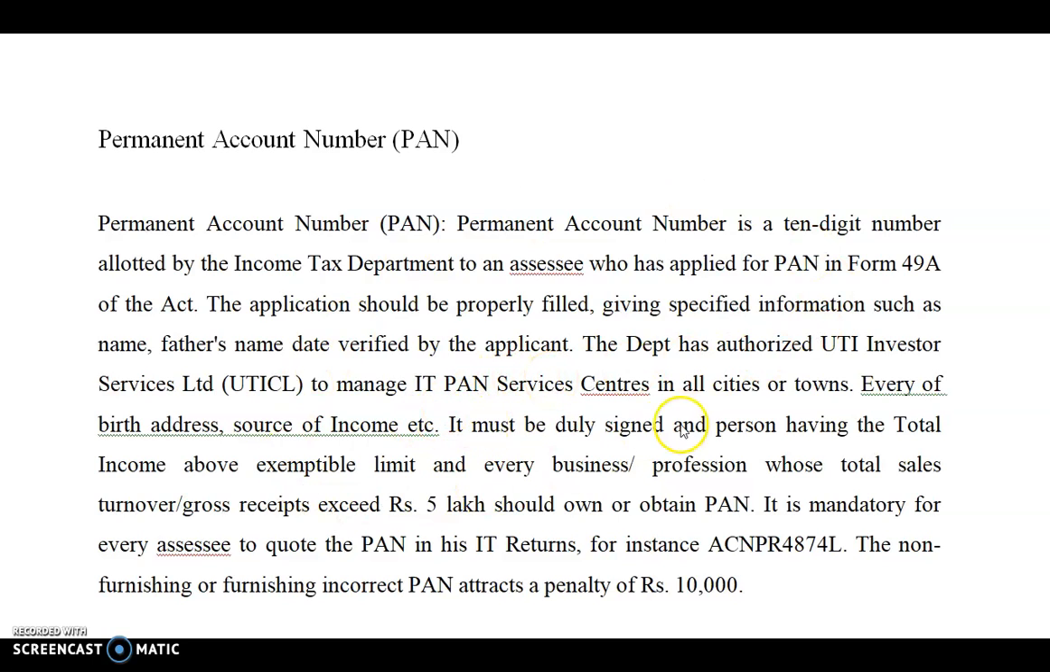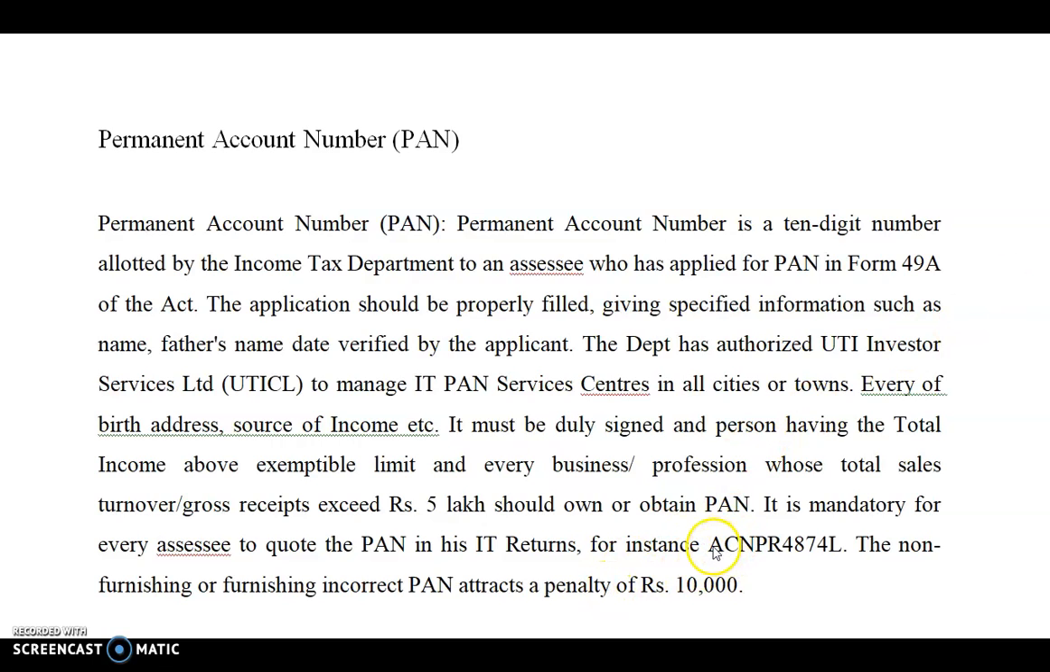Some information is collected to issue a PAN. Name, birth date and address, all those will be collected. In the PAN card, the name will be there, date of birth will be there, father's name will be there, and the signature of the assessee. So these are some of the things.